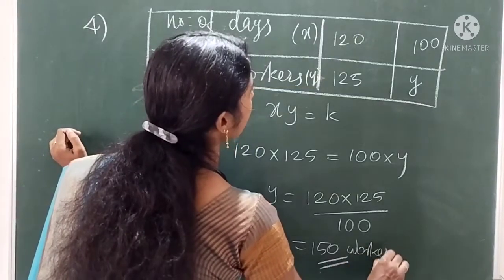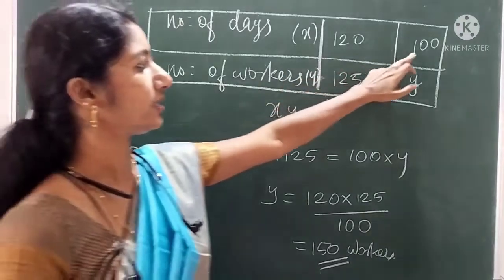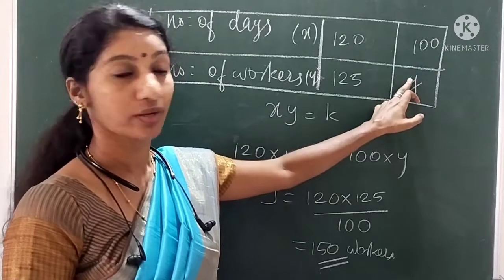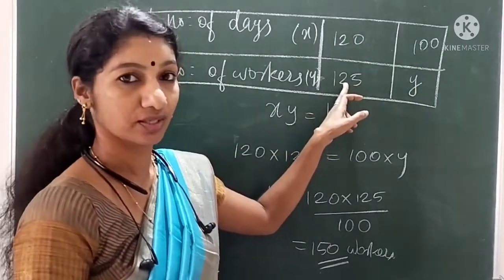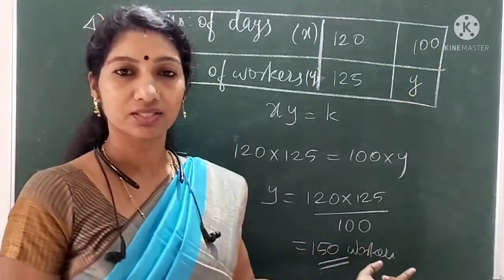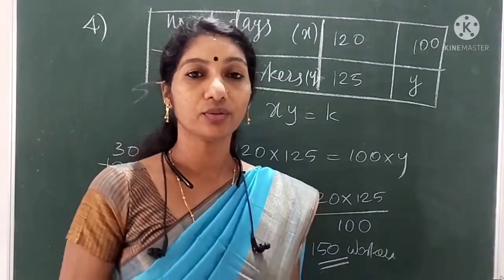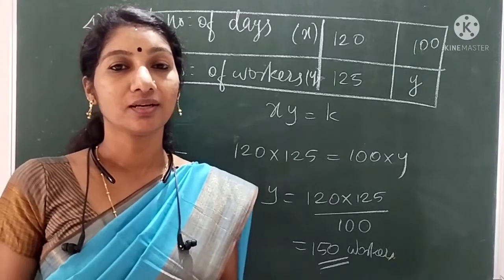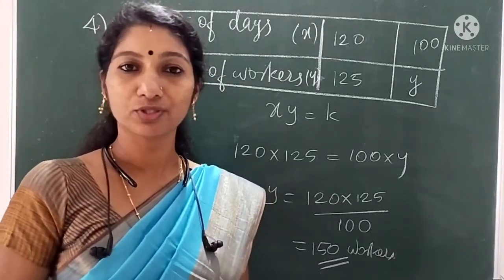150 workers are required if they are to finish the work in 100 days. More workers are required. For 120 days, 125 workers are required. For 100 days, more workers are required. So 150 workers required. Okay. So while reading a question you have to make the table first. After that you will think what type of proportion it is. Then you will find the missing value. That much only to do.